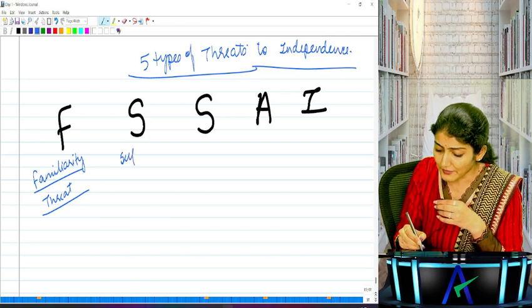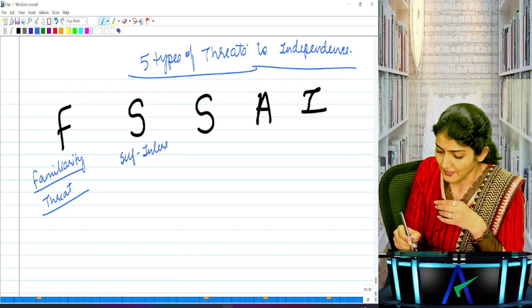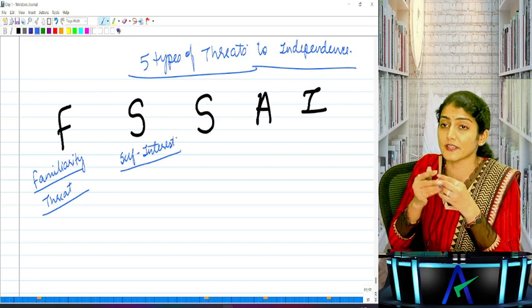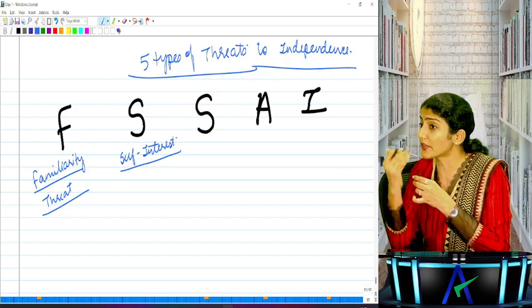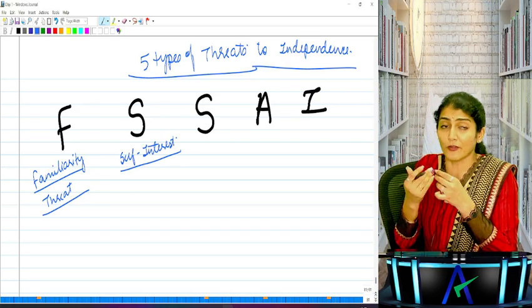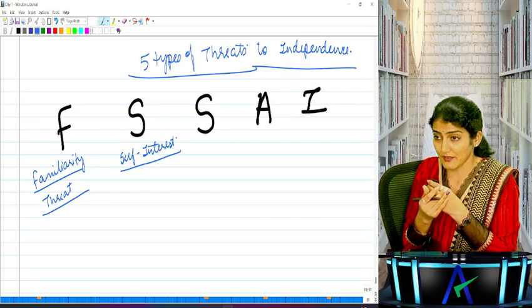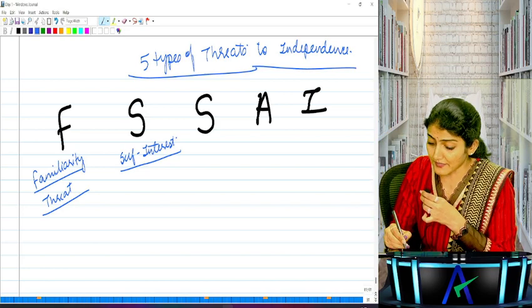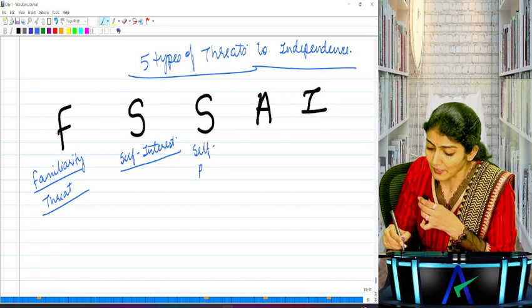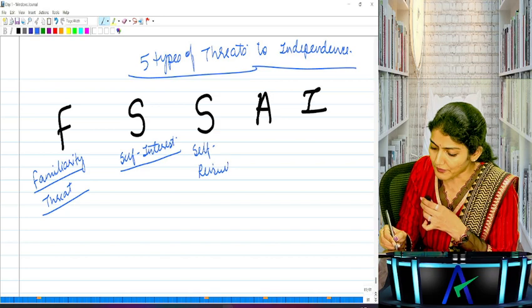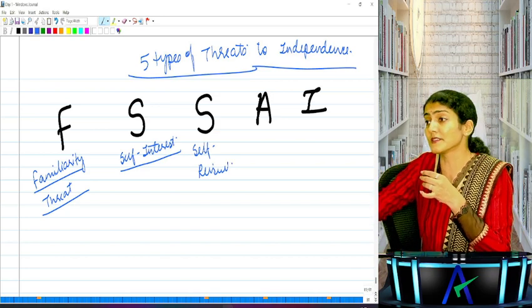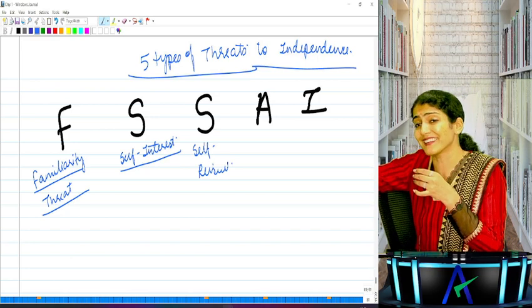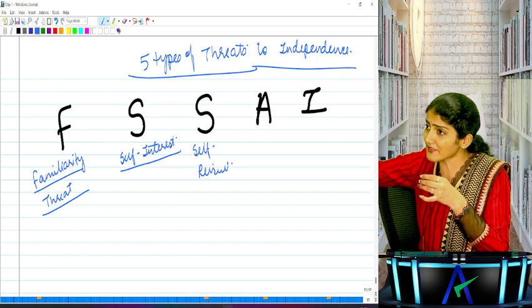Then after that, you have the self-interest threat. Self-interest: you are having a financial interest with the client, or you are doing business with the client. You're considering potential employment with the client. So obviously, you may not be independent, right? So self-interest threat. Then you have the self-review threat. What is self-review? Section 144 services. You are providing the 144 services to the client. Why have they banned it under company law? Because they say that's a self-review threat.